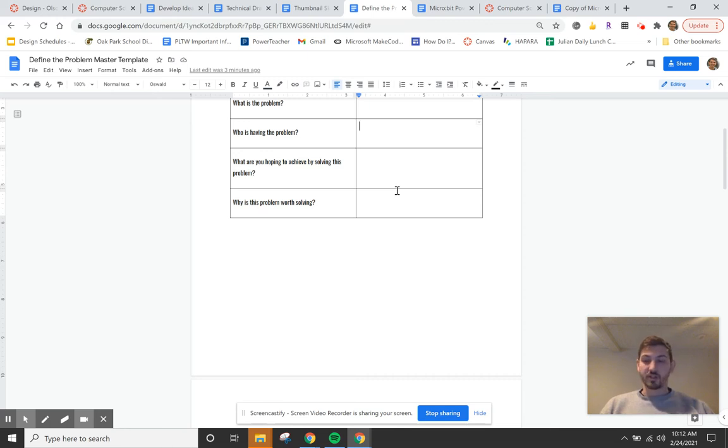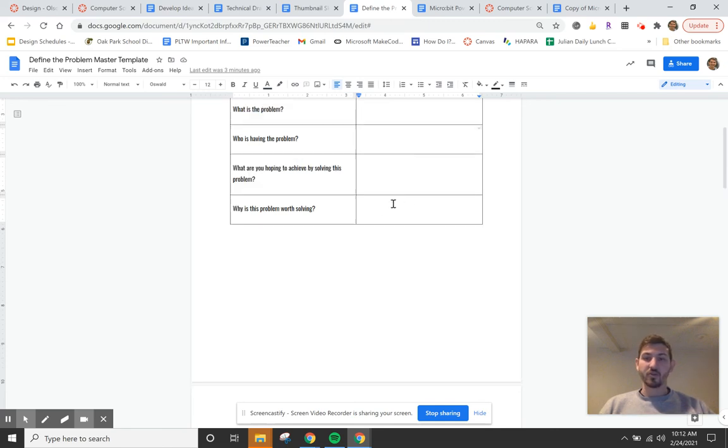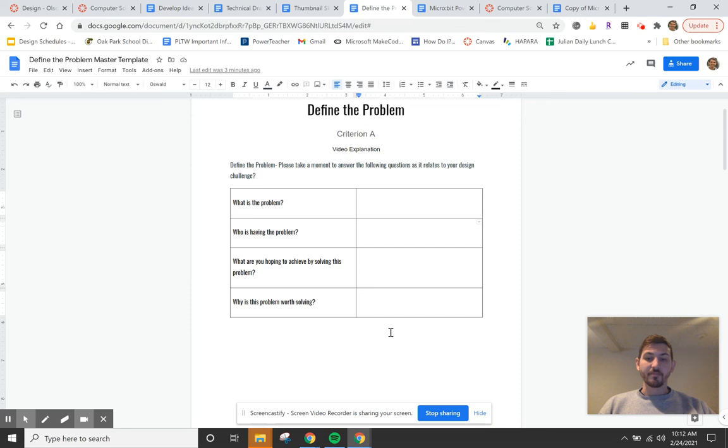So if we're talking about the birdhouse, why is that worth doing? Why is it worth solving that problem? If you can't find a reason to build the birdhouse in the yard, then that's not worth solving. And so you need to have a justification on why it is that you're going to be creating that. Okay, and so that's your first section right here, which is really laying out what the problem is, who the client is, and why it's worth solving.